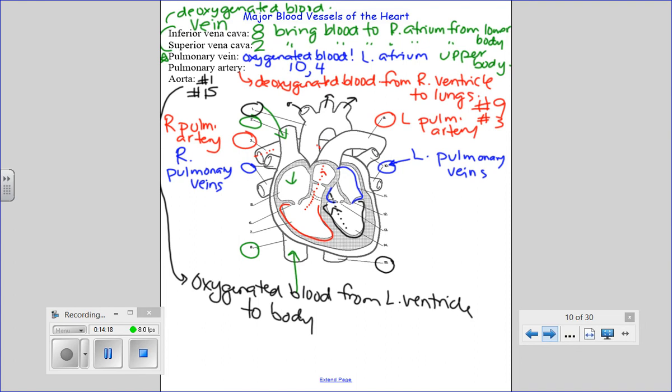Now, would anyone like to ask any questions at all about blood vessels?